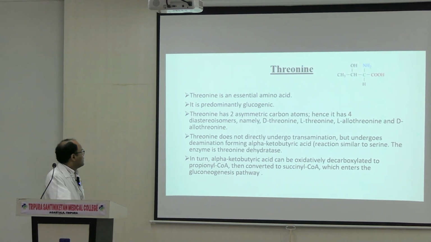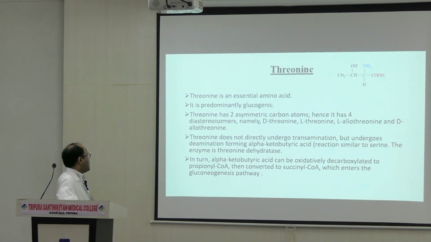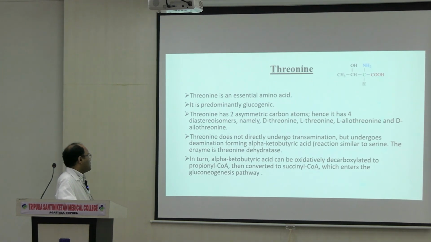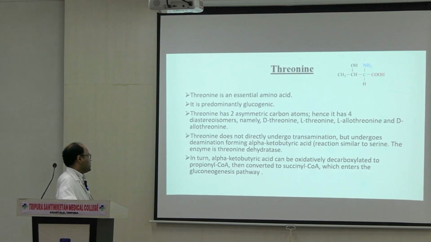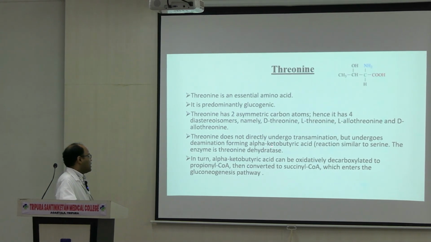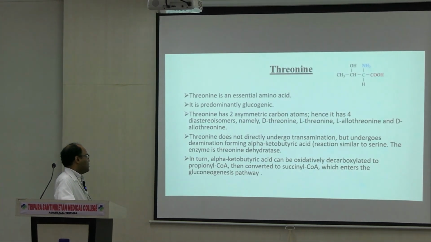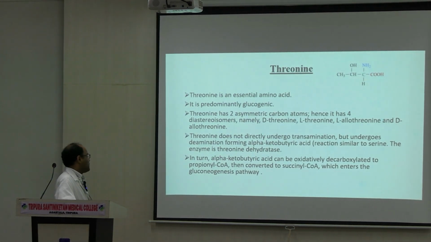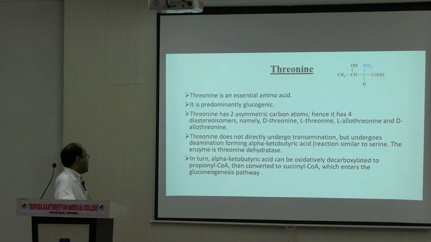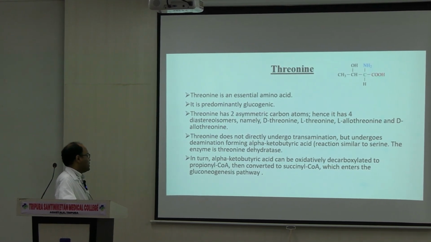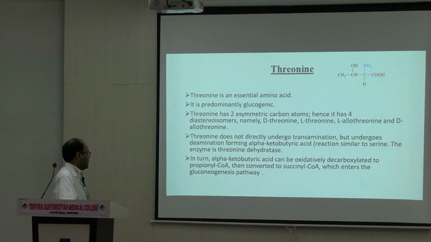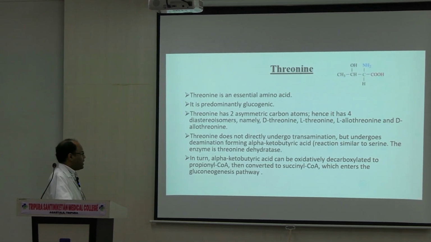Okay. So it has 4 isomers, namely D-threonine, L-threonine, D-allothreonine, L-allothreonine. Threonine does not directly undergo transamination but undergoes deamination, forming alpha ketobutyric acid, a reaction similar to serine. The enzyme required is threonine dehydratase. In turn, alpha ketobutyric acid can be oxidatively decarboxylated to propionyl CoA, then converted to succinyl CoA, which enters the gluconeogenesis pathway.